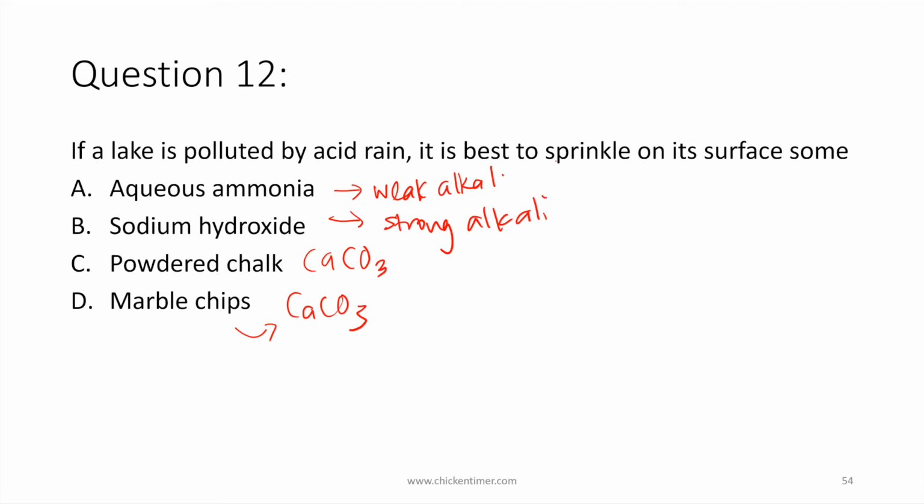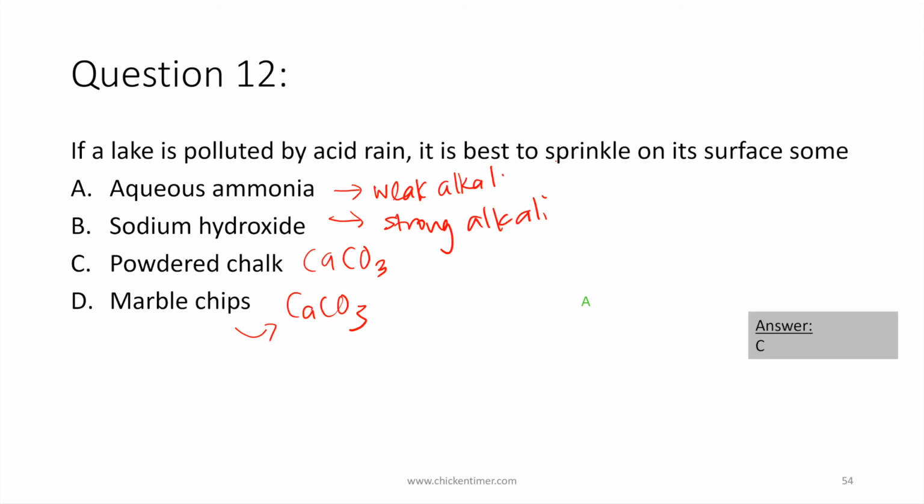So you have four options there. What happens in A and B? A and B should not be added, because they are soluble in water. It is very possible that you add too much of this into your lake. When you add too much, the lake will become alkaline. When that happens, other environmental issues will happen.